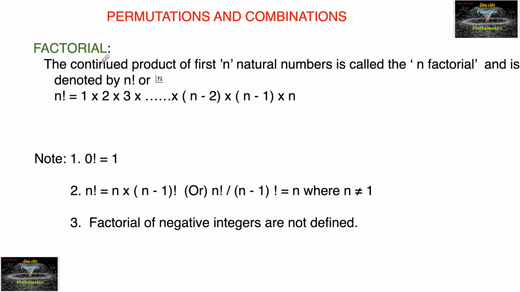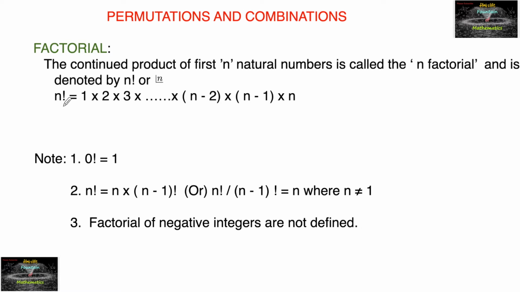Let us study about factorial. The factorial notation. The continued product of the first n natural numbers is called n factorial and is denoted by the symbol n!. Continued product means we take the first n natural numbers and multiply them, which is nothing but n factorial.